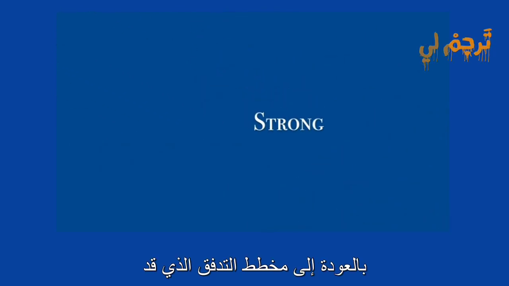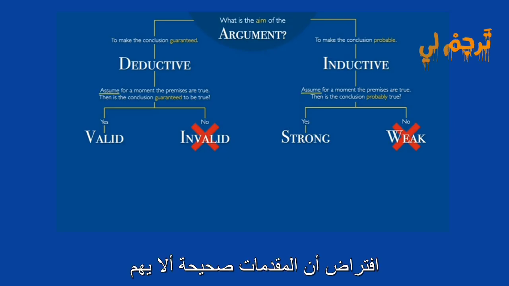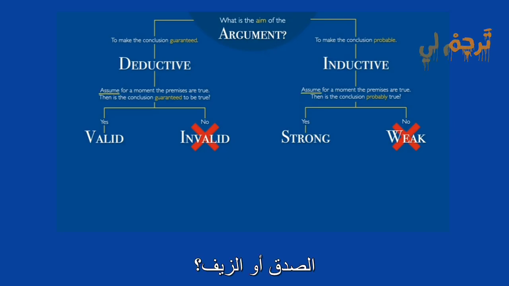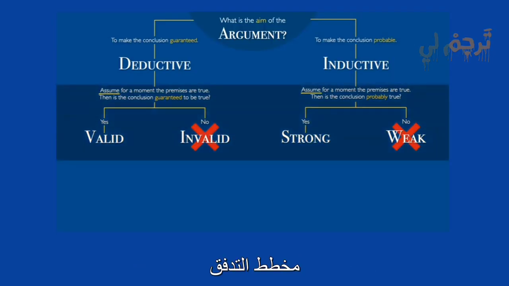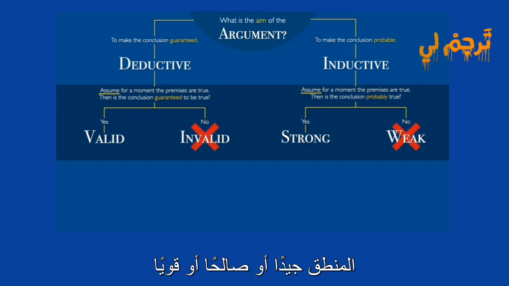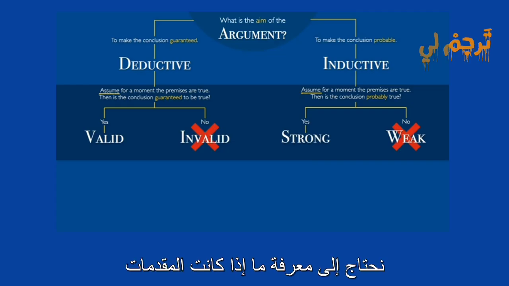Back to the flowchart. You might be thinking, I still don't see how we can just assume the premises are true. Doesn't truth or falsity matter? The answer is no. At least not here in this section of the flowchart. We're trying to determine whether the reasoning is any good, valid or invalid, strong or weak, and for that, we don't need to know whether the premises are actually true.